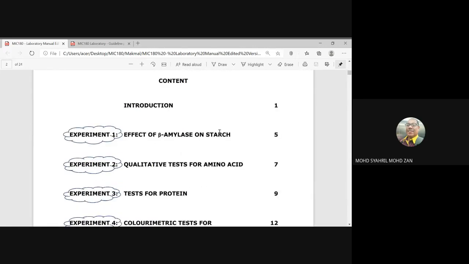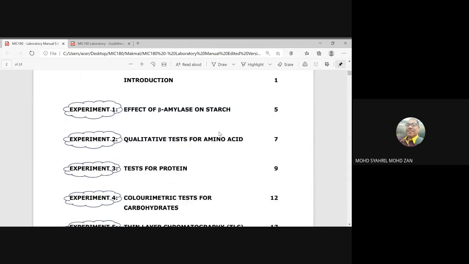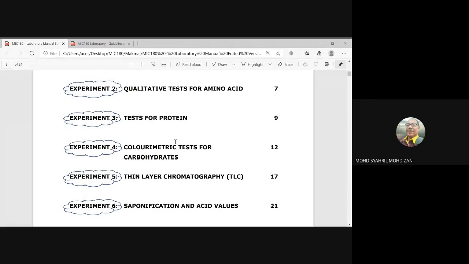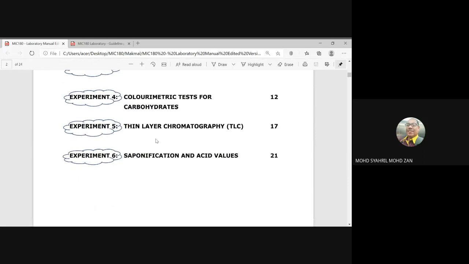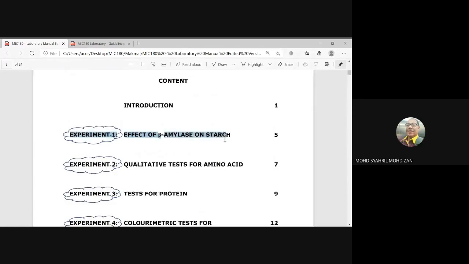Okay, when you open the contents, there will be about 6 experiments. Number 1 will be effects of beta amylase on starch, qualitative test for amino acids, test for protein. Number 4 will be colorimetry test for carbohydrates. Number 5 will be TLC or thin layer chromatography. And the last one will be sublimation and acid value experiments. So today we will go into experiment number 1.